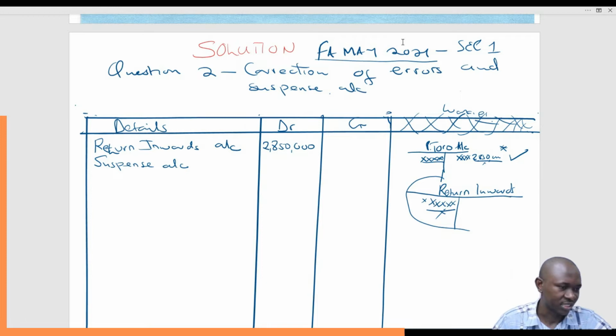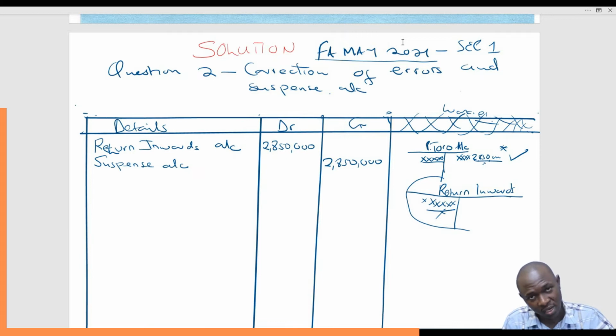So we'll come to the suspense account and put the equivalent of the double entry. In this case, it will be 2850, like that. So we debit the return inwards account to pass the correct entry which had been left out, and then we credit the suspense account.